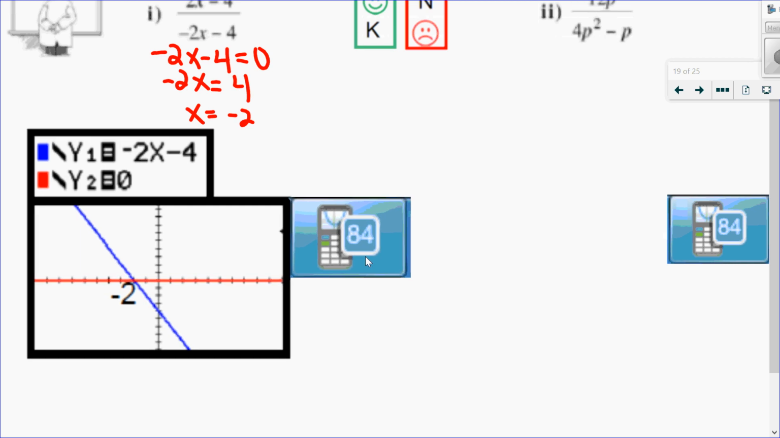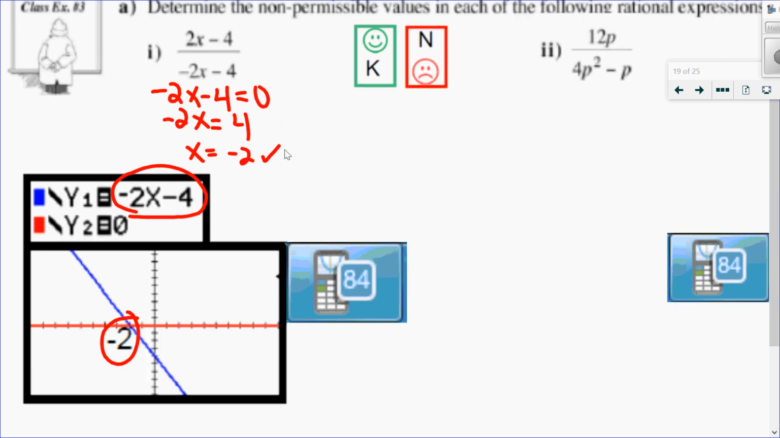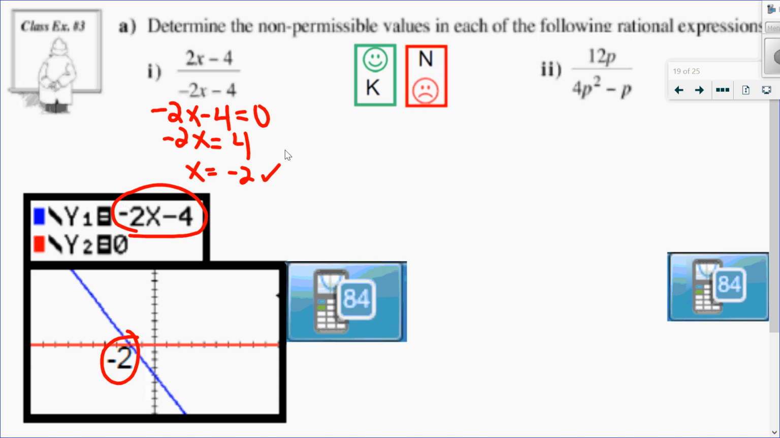So on our graphing calculator, I put my entire denominator into y1, and I put 0 into y2, and you can see that it intersects at -2. So you guys have a choice which way you want to do it. Just remember, you're only doing it for the denominator because it's a no to have 0 in the denominator, but it's okay to have 0 in the numerator. Okay, let's look at our next one.